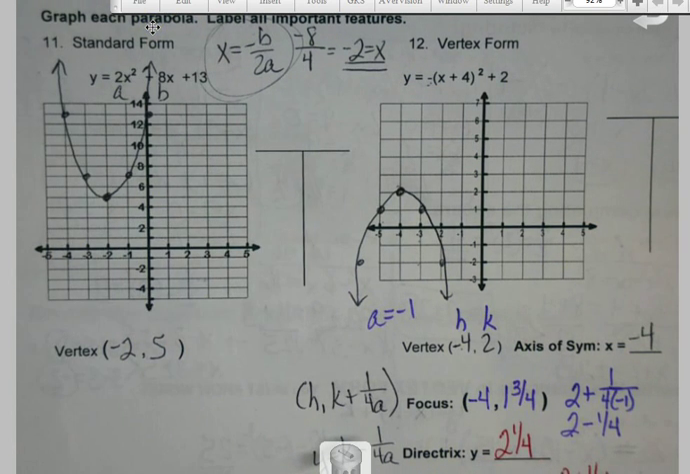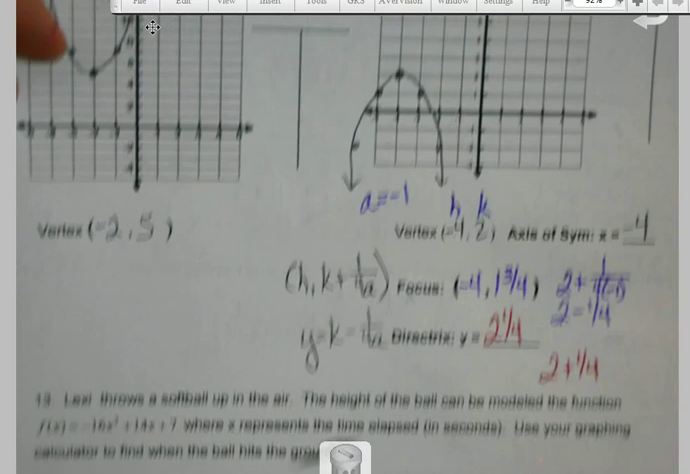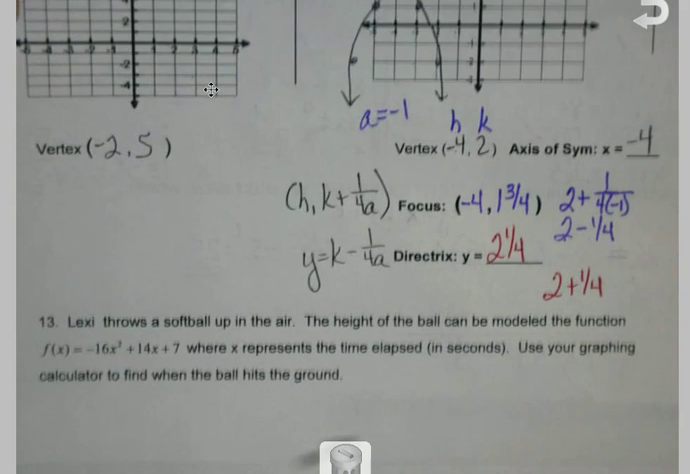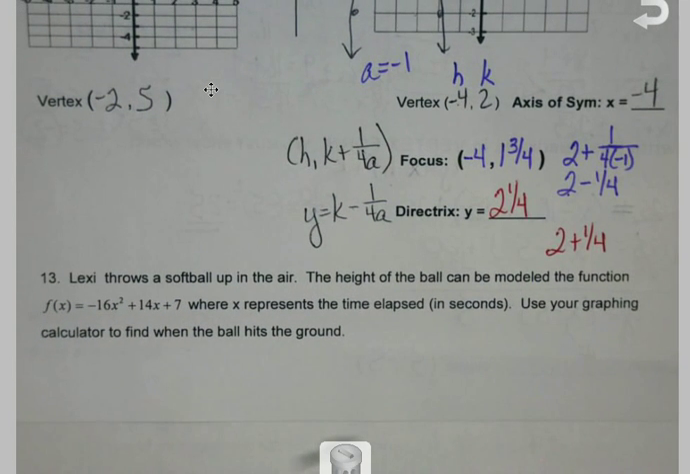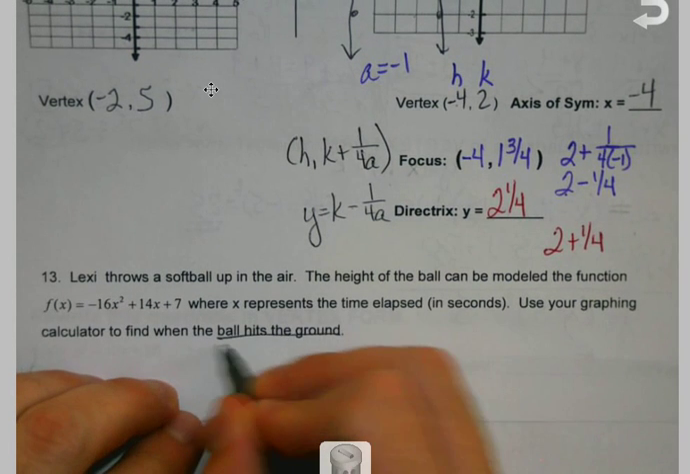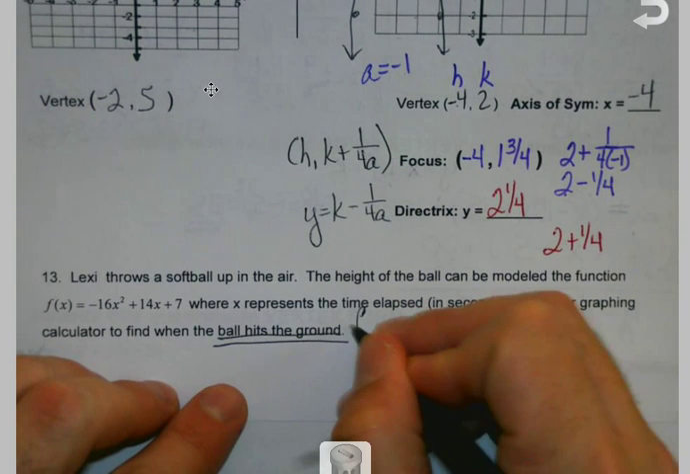Last problem. Gracious, it's the longest 13-question quiz preview in the history of man. All right, Lexi throws a softball up in the air. The height of the ball can be modeled by this function. We give you this equation, where x represents the time elapsed in seconds. Use your graphing calculator to find when the ball hits the ground.